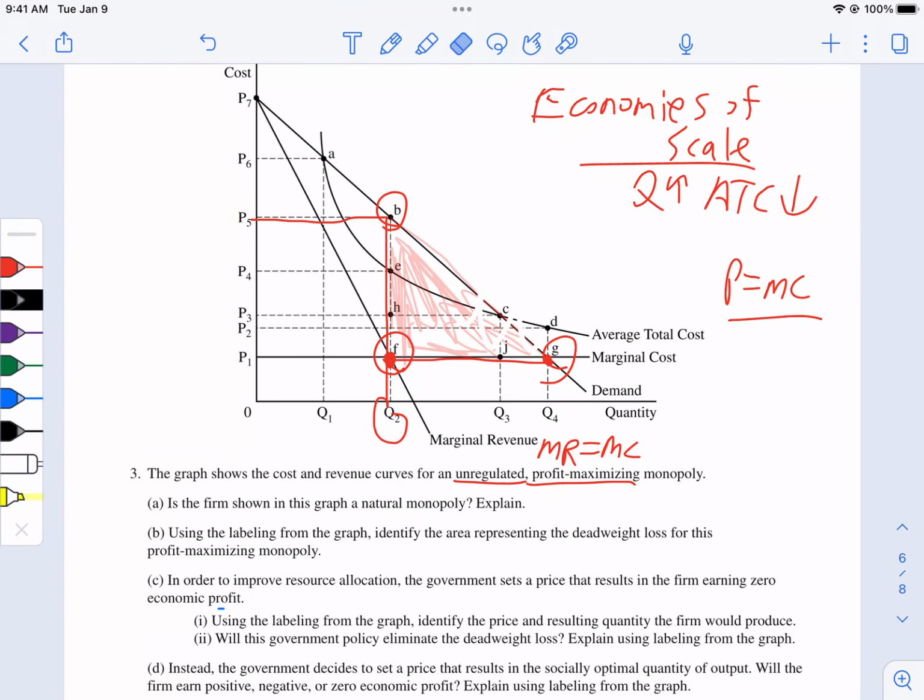Okay, so here it is. Again, you're operating at Q2, but your price equals MC at Q4 at G. So this area right here is your deadweight loss, that triangle.